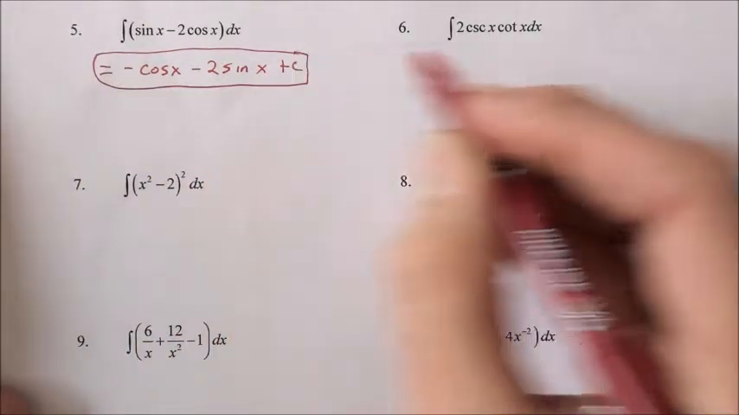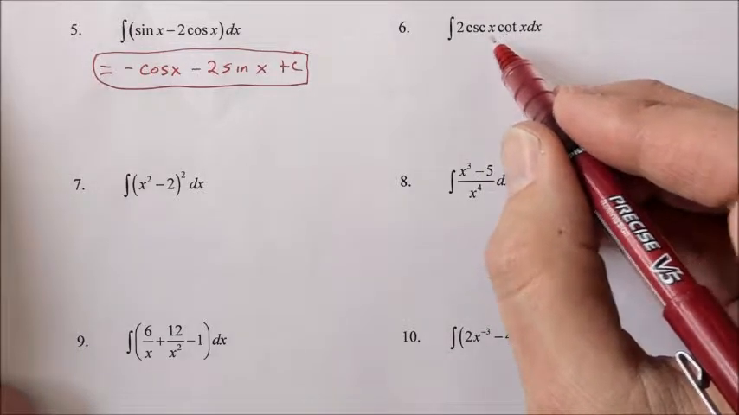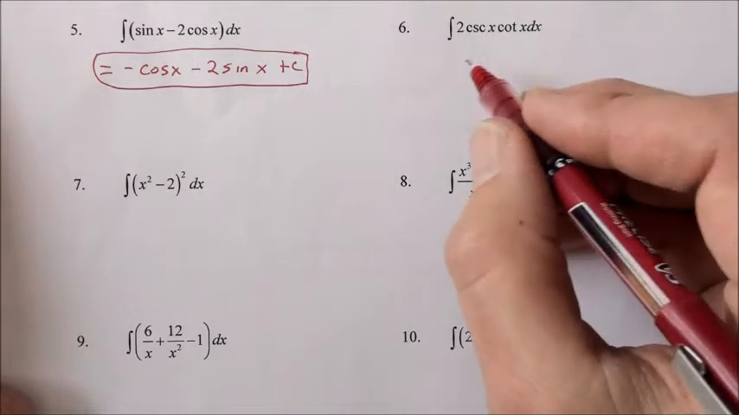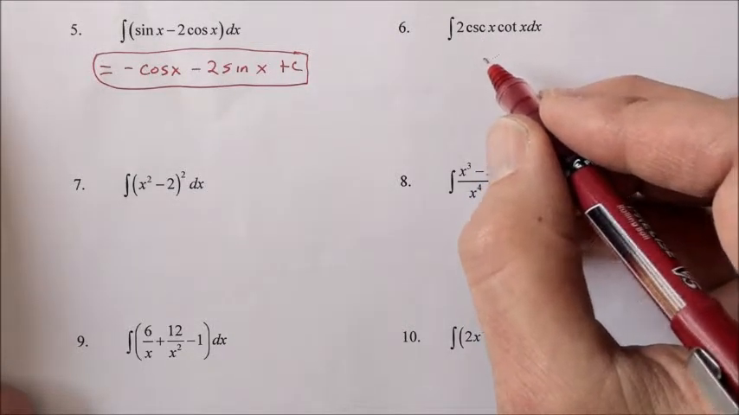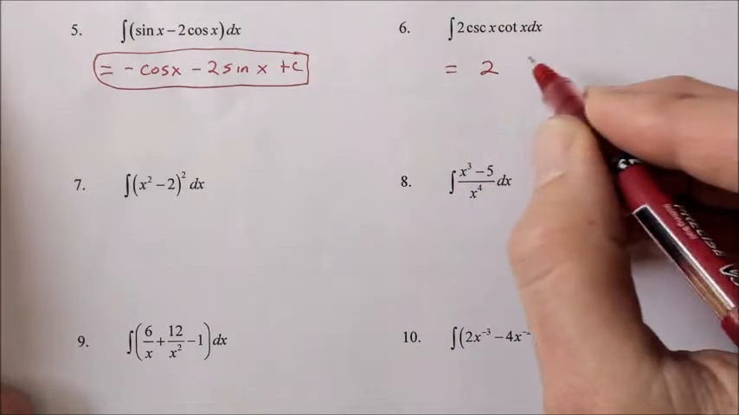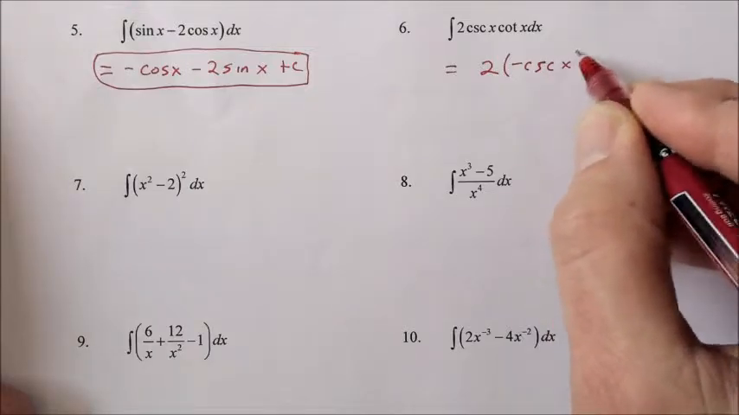All right. With number 6, we see cosecant cotangent. Again, one of our basic antiderivative rules. This has a nice antiderivative of negative cosecant. So the 2 moves into the antiderivative, and then we have negative cosecant x dx.